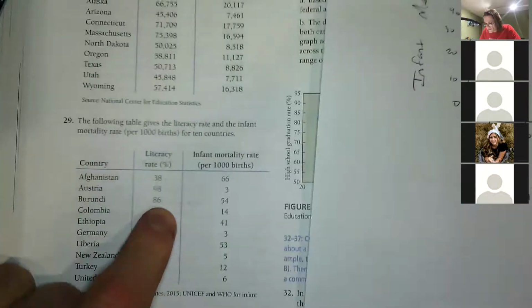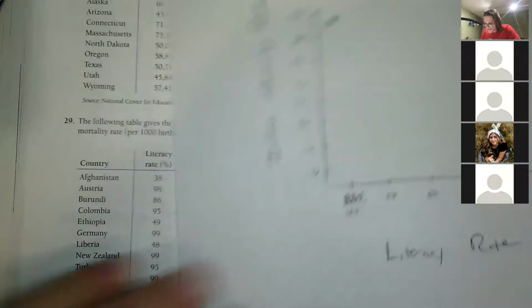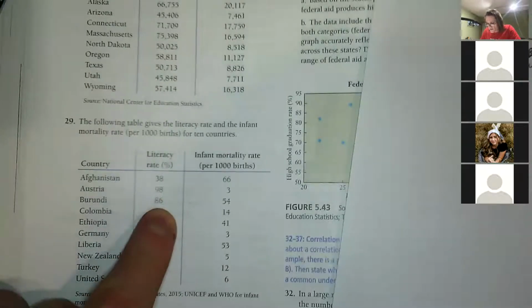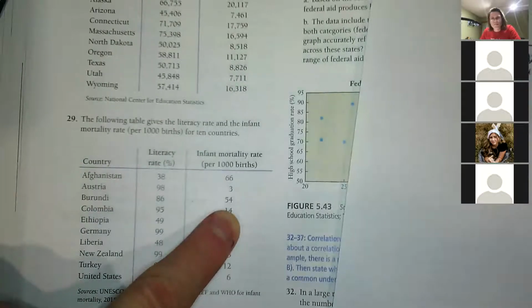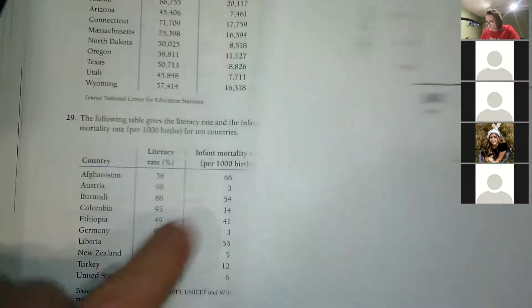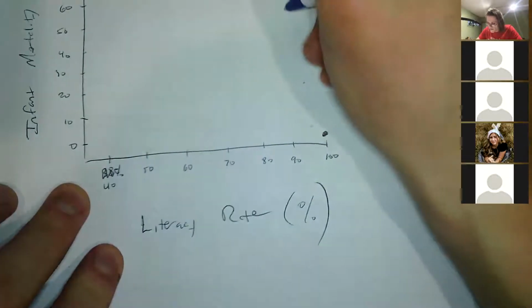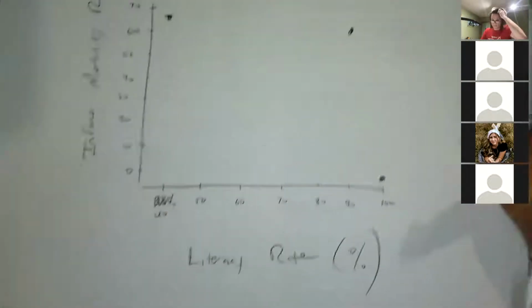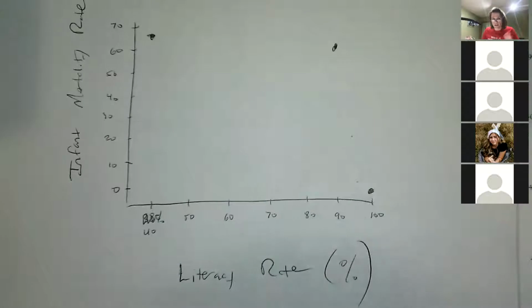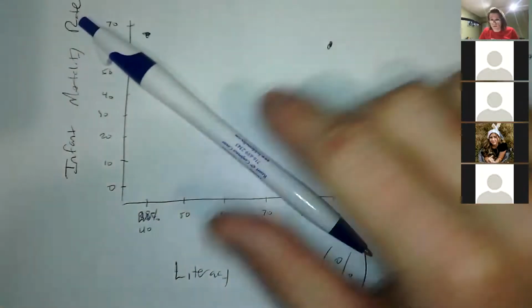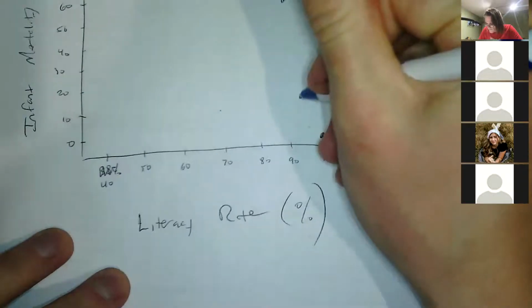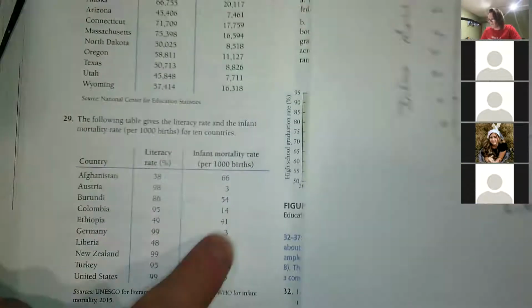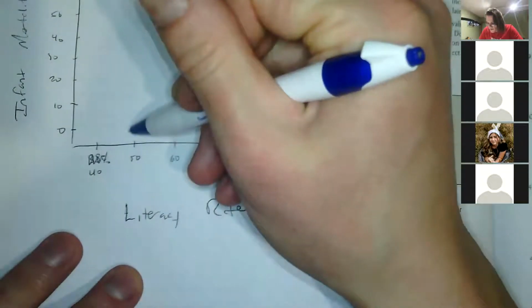We can keep going. We'll do a few more. 88 and 54. See, this is kind of surprising too. 86% literacy rate in Burundi, but they have a 54 infant mortality rate. So that's kind of odd. It's going to be an outlier. 86, 54. All right. So an outlier is just anything that doesn't fit your trend. So if we anticipate this being our trend, Burundi is an outlier. I don't know what's happening in Burundi. Colombia is 95 and 14, better than Burundi. 95, 14. Ethiopia, 49 and 41. So it's kind of right smack dab in the middle. 49, 41.